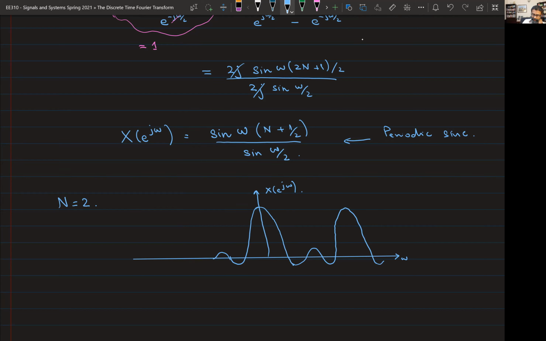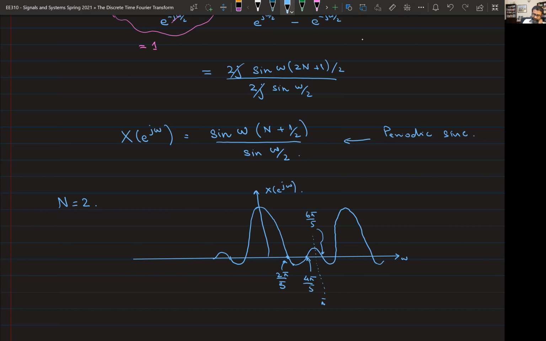And if n equals 2, this first zero crossing is going to be at 2 pi by 5. This crossing is going to be at 4 pi by 5. And this is where pi is. And this zero crossing here is at 6 pi by 5, and so on and so forth. And you can figure out why this is so, right? Because sine pi is 0, sine 2 pi is 0, sine 3 pi is 0. That's what you would do, as we did in continuous time. And this is a periodic sinc, right?